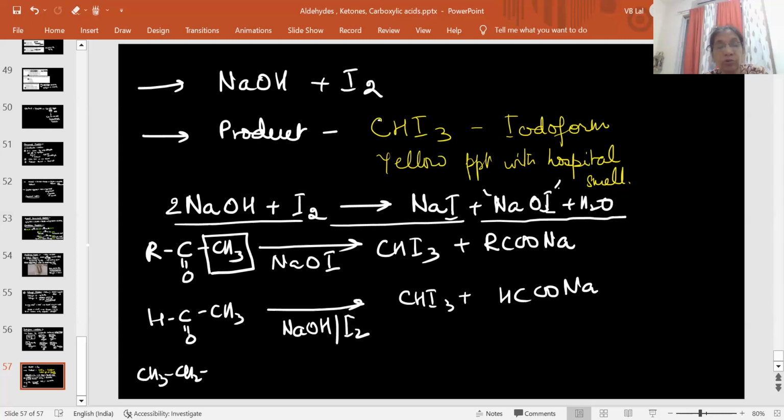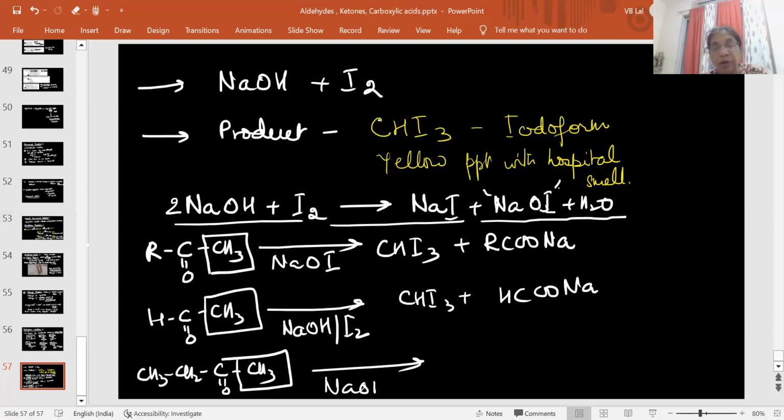Supposing it is CH3, CH2, C double bond O, and CH3. So this part will form what? CHI3. So on the arrow again, write NaOH and I2. What will you get? You will get CHI3 and the rest of it, CH3, CH2, COONa. So that is how you write the products.